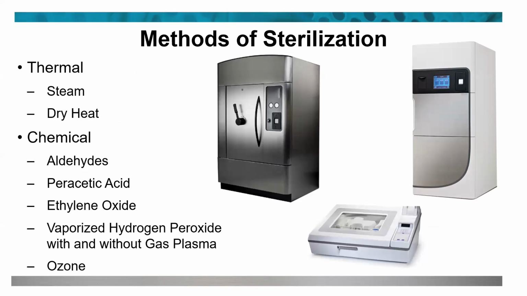So we talked a little bit about methods of sterilization. There are two methods of sterilization. One is going to be thermal and one is going to be chemical. When we talk about thermal, we're talking about steam sterilization. It is the most popular that you're going to see in most facilities. However, dry heat is common in some healthcare segments. And then the second one is going to be the chemical, where we have the aldehydes, the peracetic acids, the ethylene oxide, vaporized hydrogen peroxide with and without gas plasma, and ozone are just some of the typical ones that we see in the facilities.